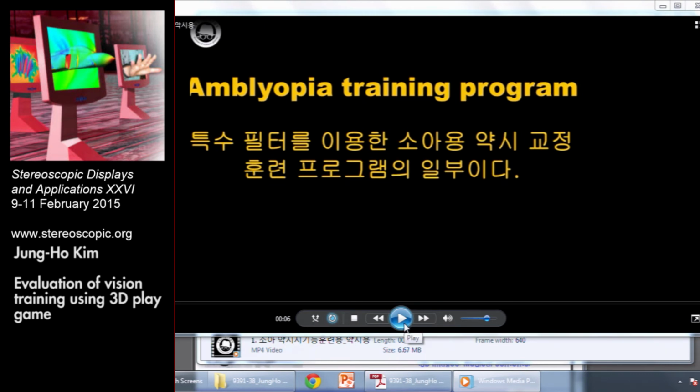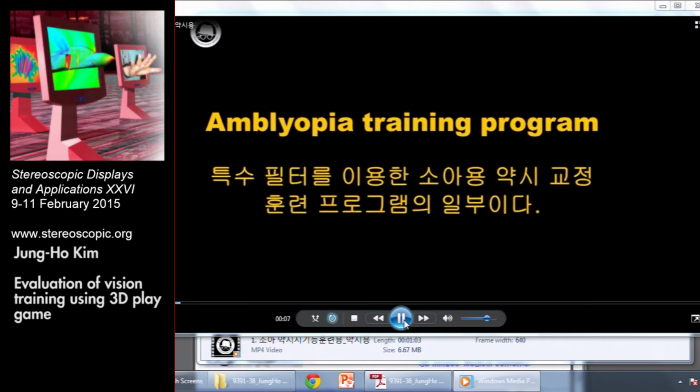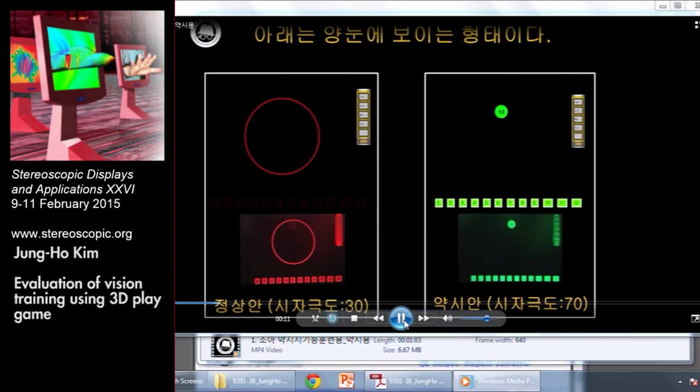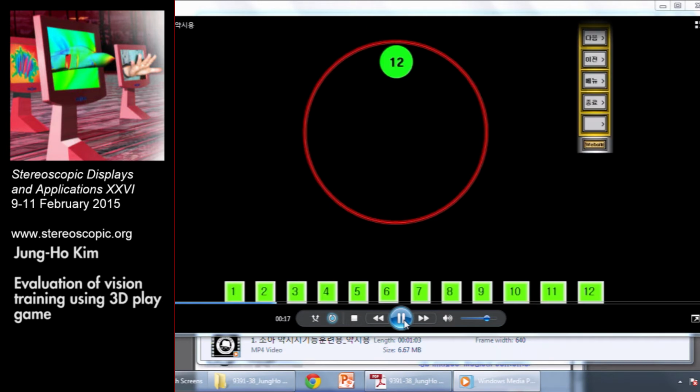The first exercise is a practice for amblyopia. The numbers from 1 to 12 will show clockwise. Find the missing number from the bottom of the screen. The correct answer is 6.